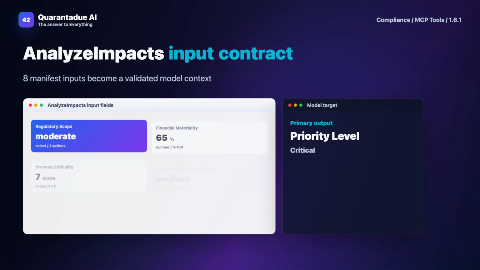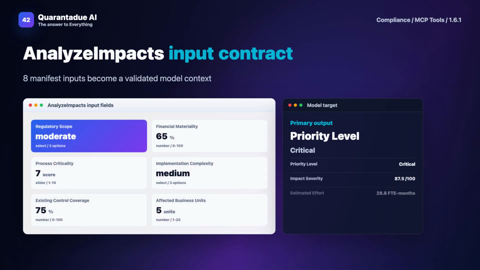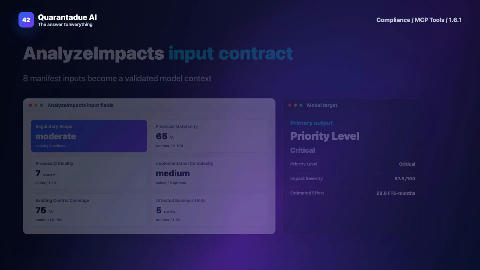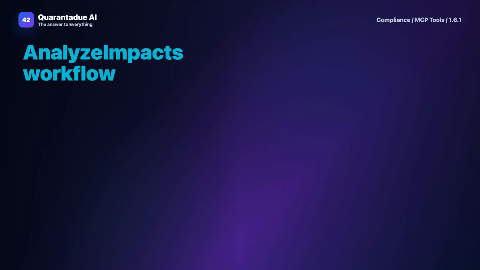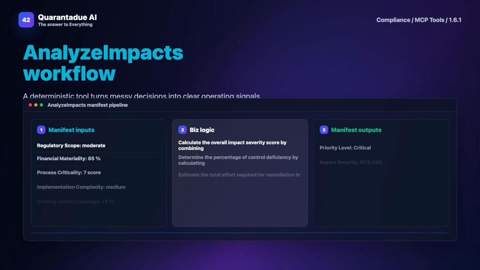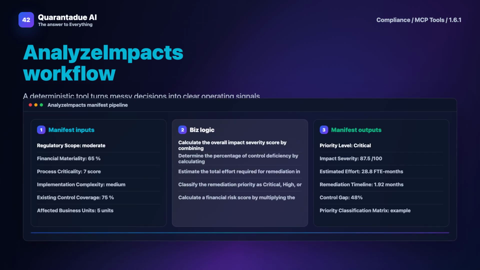The workflow then calculates the overall impact severity score by combining financial materiality and process criticality, then applying a multiplier based on the regulatory scope. It determines the percentage of control deficiency by calculating the inverse of existing coverage adjusted for the scope of the regulatory change. It estimates the total effort required for remediation in FTE months by considering the number of affected business units, implementation complexity, and the impact severity score.